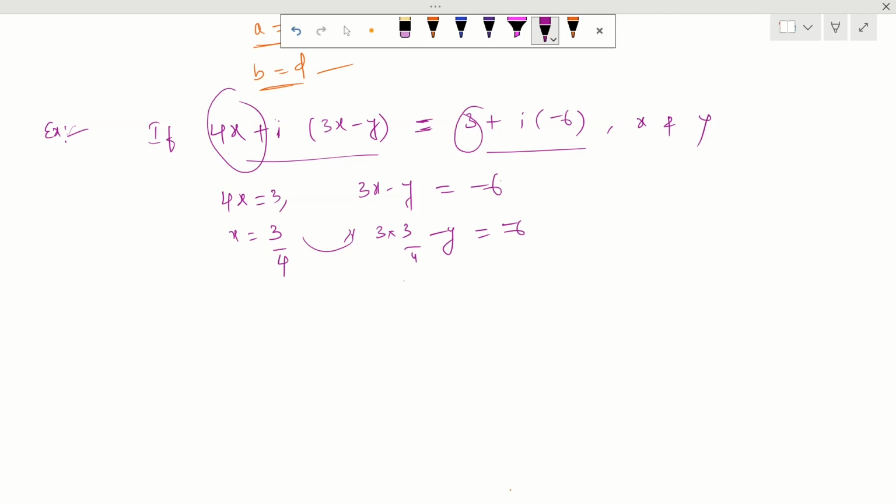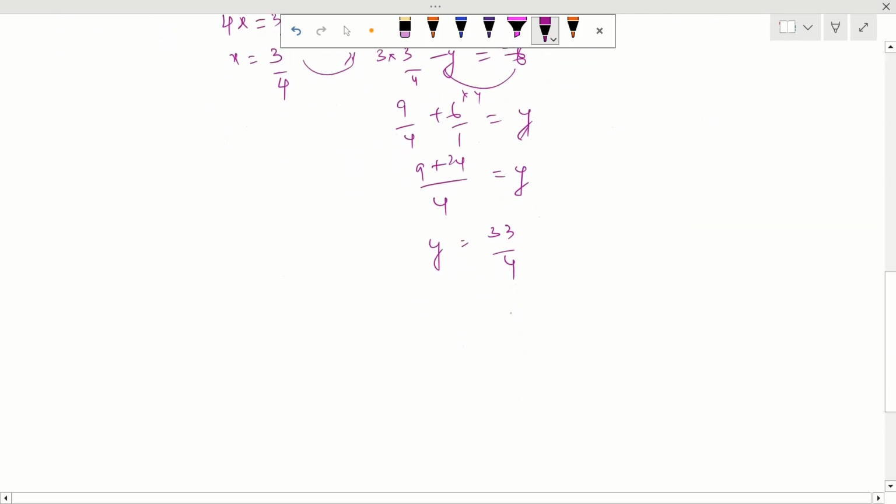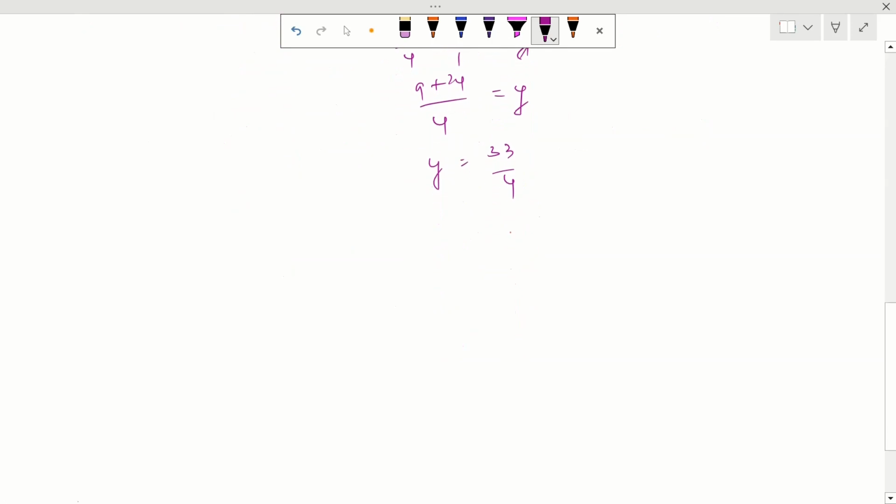This is 9 by 4, and I take minus y to this side, so it becomes positive y, and minus 6 I take to this side, so it becomes plus 6. Here 4 is the LCM: 6 times 4 is 24, so y is equal to 24 plus 9, which is 33 divided by 4. So these are the solutions of x and y when two complex numbers are equal.